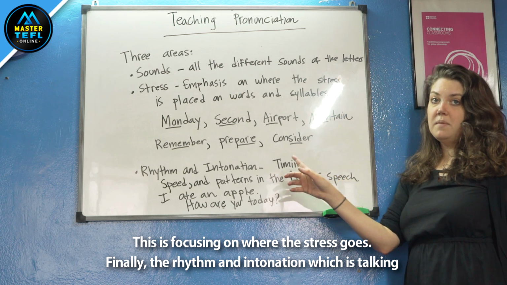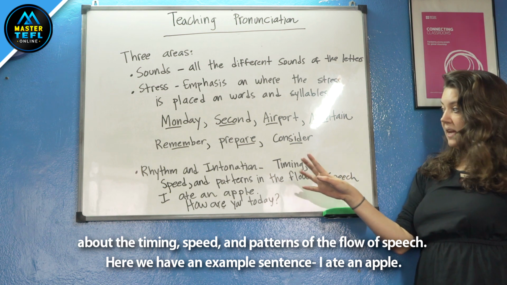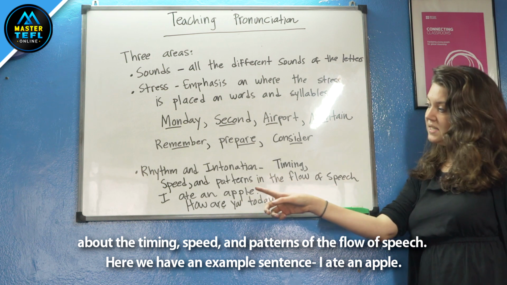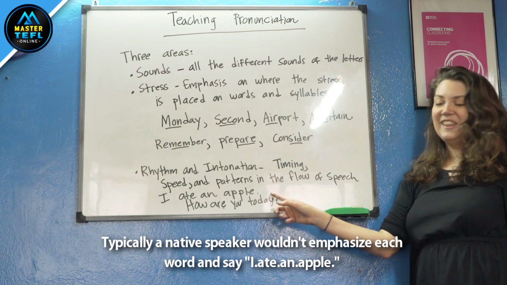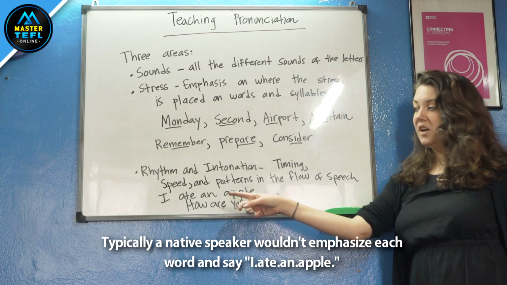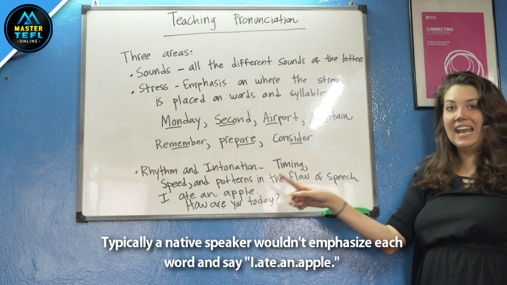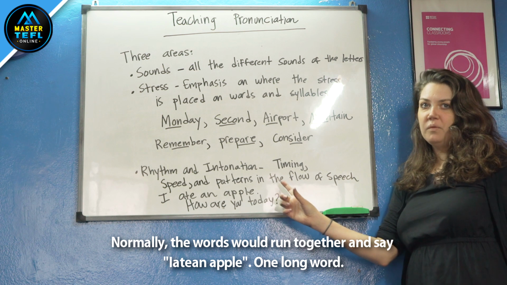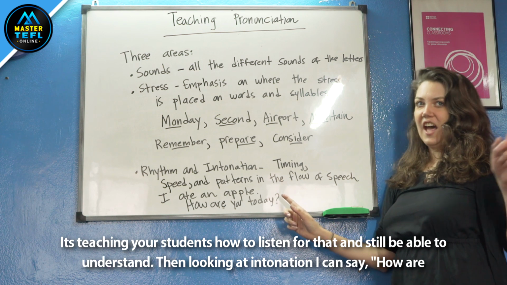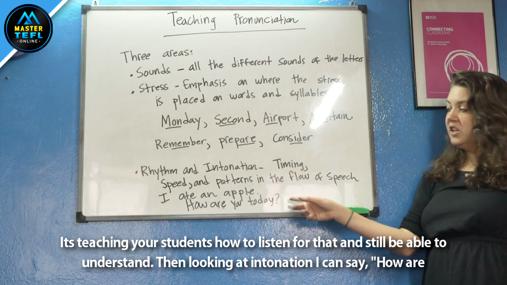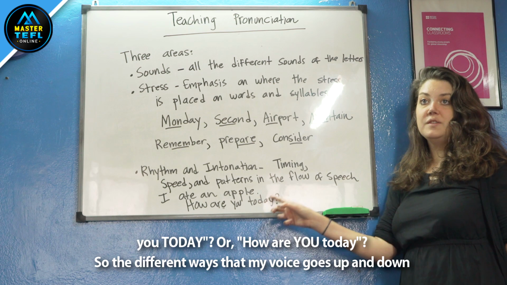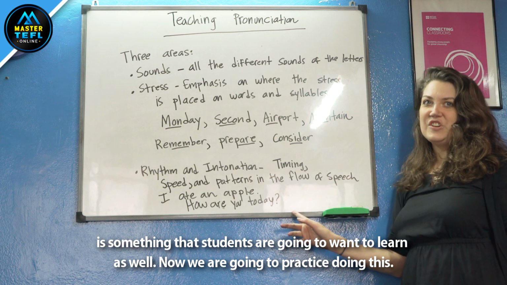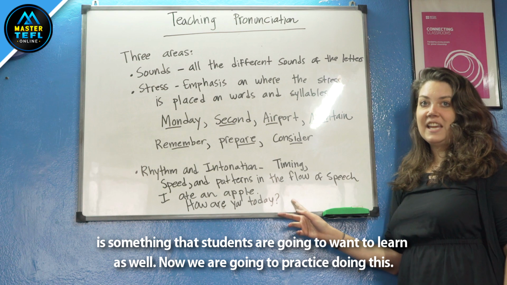And then finally, the rhythm and intonation, which is talking about the timing, speed, and patterns, and the flow of speech. So here we have an example sentence. I ate an apple. So typically a native speaker wouldn't emphasize each word and say, I ate an apple. They would run these together and say, I ate an apple, like one long word. So it's teaching your students how to listen for that and still be able to understand. And then if we're looking at intonation, I can say, how are you today? Or how are you today? And so the different ways that my voice goes up and down is something that students are going to want to learn as well. So now we're going to practice doing this.